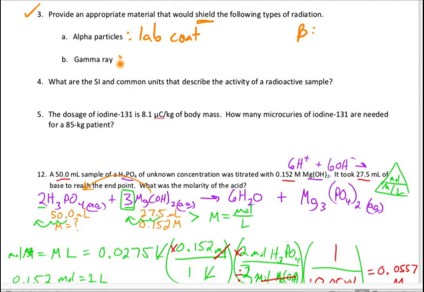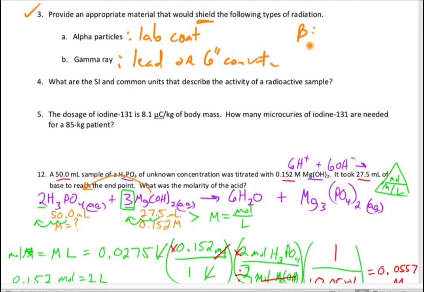Gamma ray, so this is a type of electromagnetic radiation, no mass, all energy, high energy, and so this has a tendency to penetrate the most. And so you require really dense samples like lead or 6 inches of concrete.